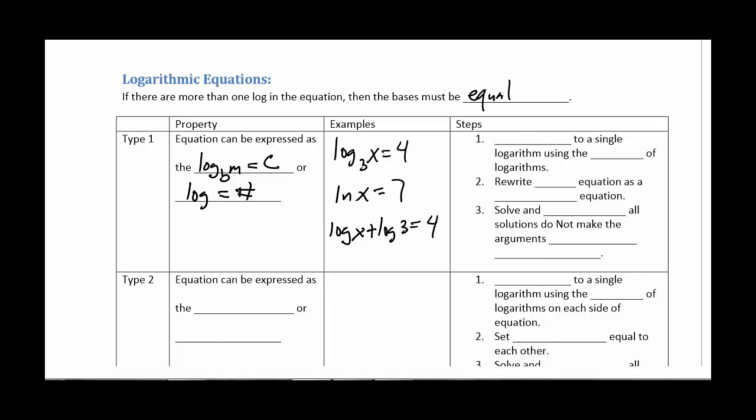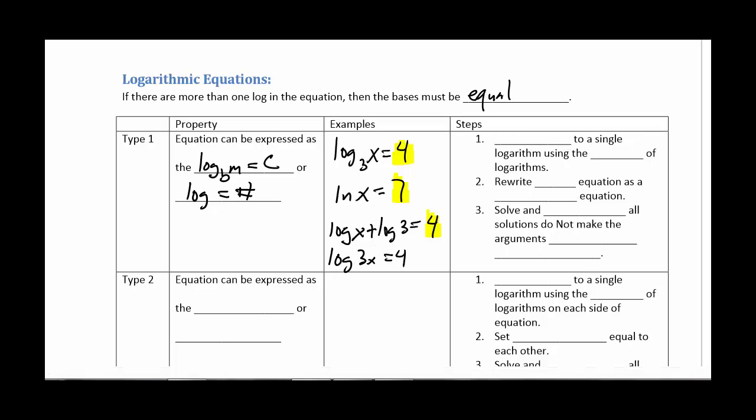Notice in all cases, I was able to get the log on one side. Now, this last one, you have to think for a second. Because I'm adding logs of the same base, what property allows me to use? That allows me to rewrite it as log of 3x and bring it together as a product. So all of these different statements can be simplified down to a log equals a constant.